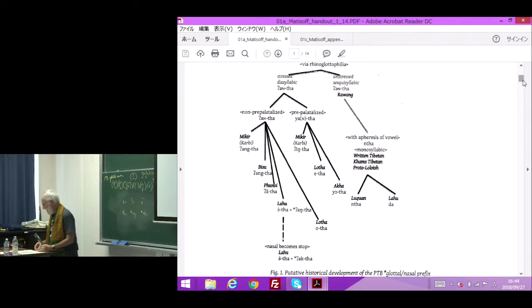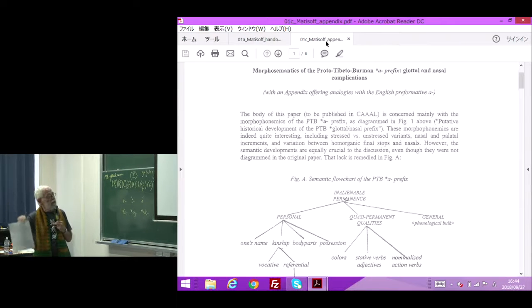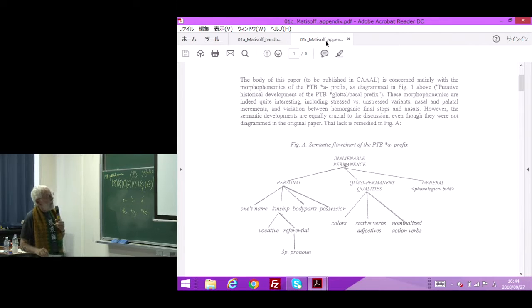Let's go to the first page of the other handout, where I go into the semantics of the thing. This is the one that says, which has figure A semantic flowchart of the PTB ah prefix. Yes, there we are.